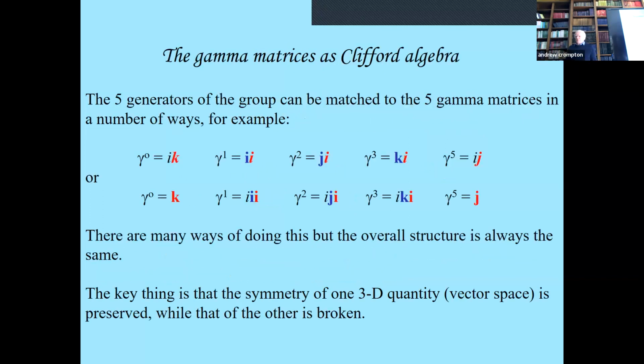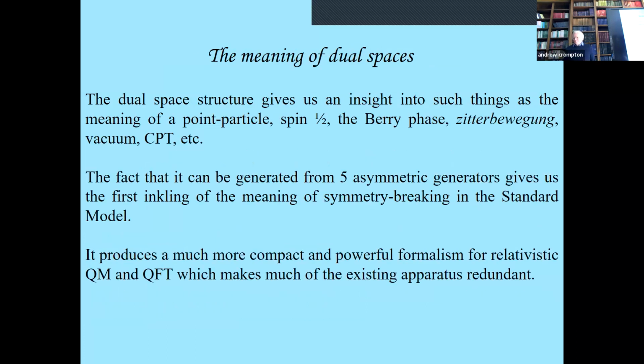And now we can match the 5 generators to the 5 gamma matrices in lots of ways. I could choose that one, I could choose any of those and stick those in the equation and it would be hunky-dory. But always one symmetry is broken and the other is preserved. And because you've got dual space, we've got meaning for a lot of things that we wouldn't otherwise have. Spin half, because it's in 2 spaces at once. Berry phase. Zitterbewegung, switching between the two. Vacuum, what's vacuum? That's the other space, isn't it? And lots of other things.